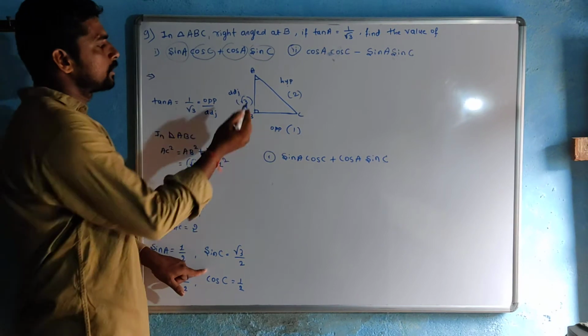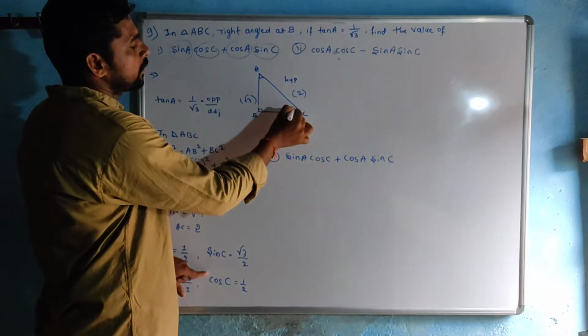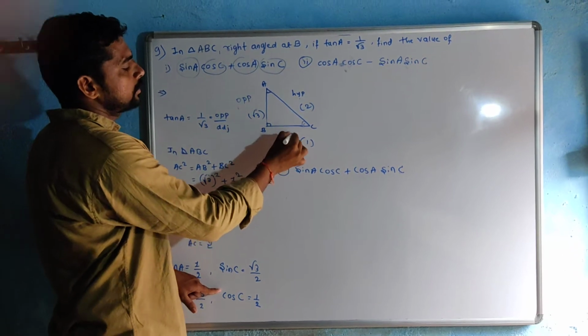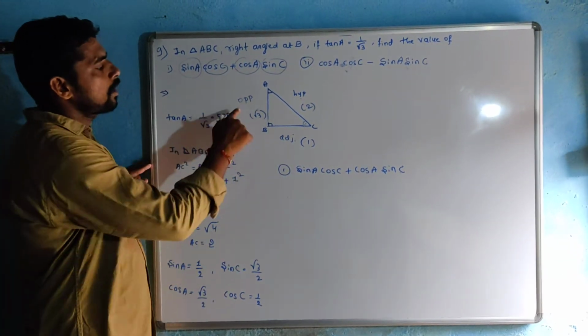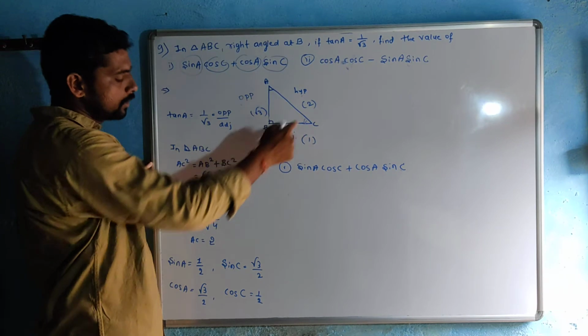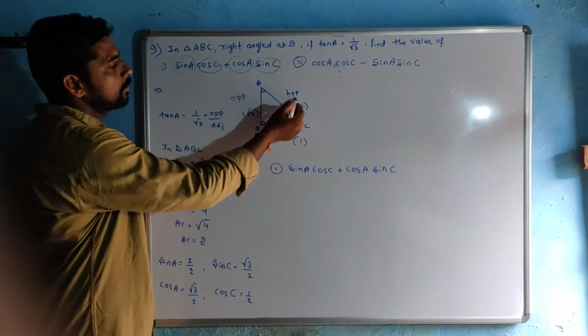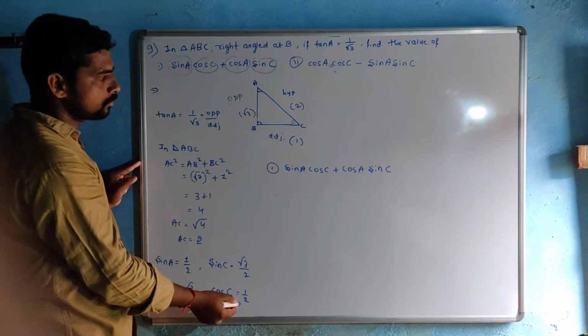And then sin C. See here, I mark angle C. This is the opposite side, this is the adjacent side. Sin C is the opposite by hypotenuse, therefore root 3 by 2. And cos C. See here, cos C is adjacent by hypotenuse, therefore 1 by 2.